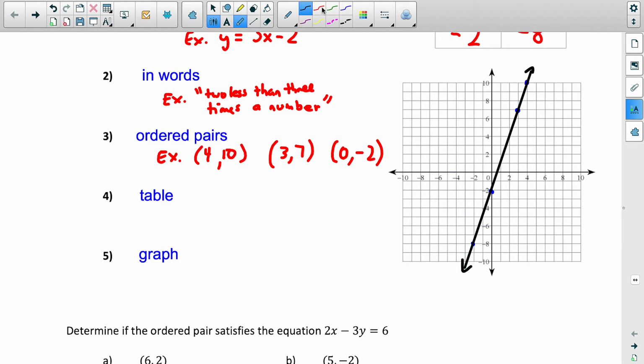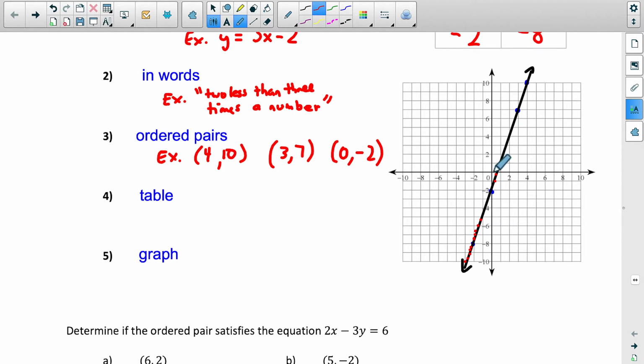Now, here's an important idea. On this line, there's a bunch of points. How many? Infinite. There's an infinite number of points. Hey, that point we actually talked about, that was -2, -8. There's another point we actually talked about, 0, -2. It goes on and on. Points up forever there. Points down forever there.